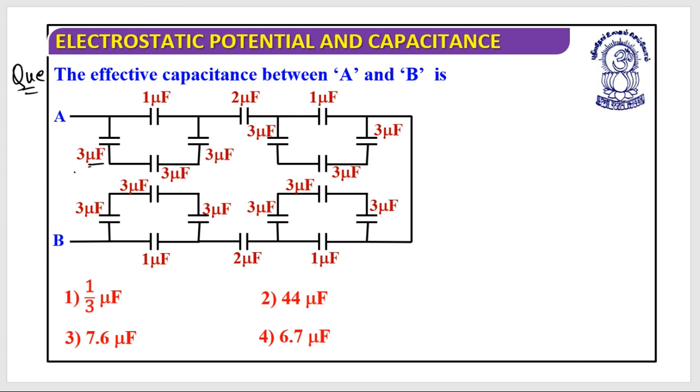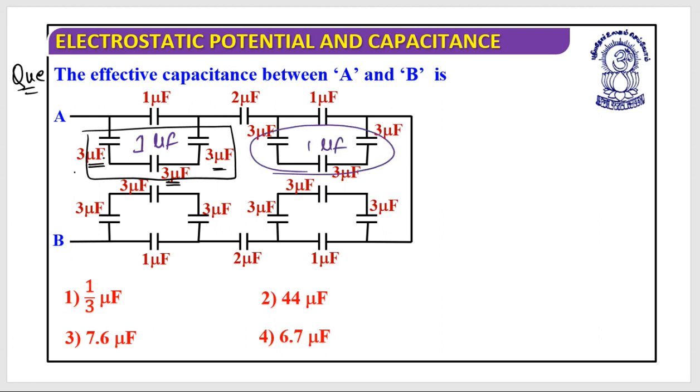These three 3 microfarad capacitors are in parallel. If they are in parallel, it's 3, 3, 3, so it's a 1, because it's a C by N kind of thing. So these 3 capacitors can be replaced by a single capacitor of 1 microfarad. Same is the case here as well, it's 1 microfarad, and here, and here. I hope those things are clear.